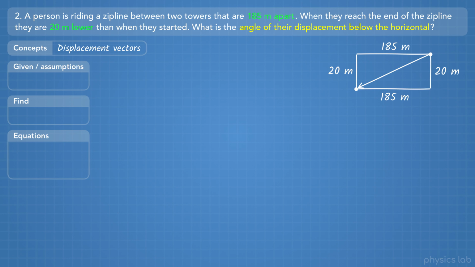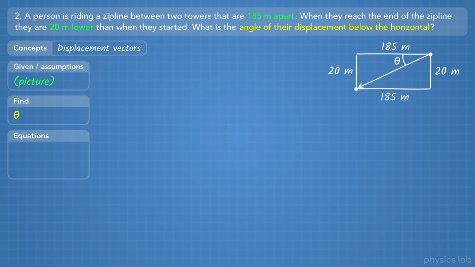So the question is asking us to find the angle of the displacement below the horizontal, which means the angle between the vector and a horizontal line. In the picture, that's this angle. For the given information, it probably makes more sense to just reference the labels in the picture instead of writing out the information in words. But we could write that we're trying to find theta, which is the angle.